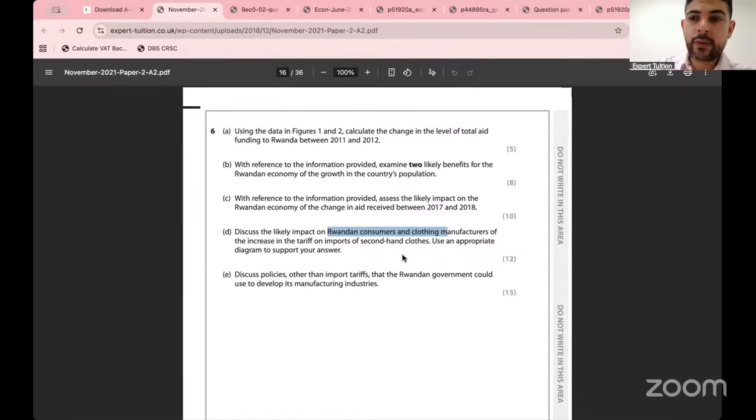You need to understand that within the circular flow of income, consumers are also workers. And therefore, a valid point is to say it's actually good for workers, because less competition means these firms can hire more of them. It also means your job is more secure, or it could lead to hiring more workers, because if there's more demand for Rwandan second-hand clothing, there'll be more demand for labor, because labor is derived demand. So it's actually kind of good for the consumers, because the consumers here are workers. And that hopefully explains how to answer that.